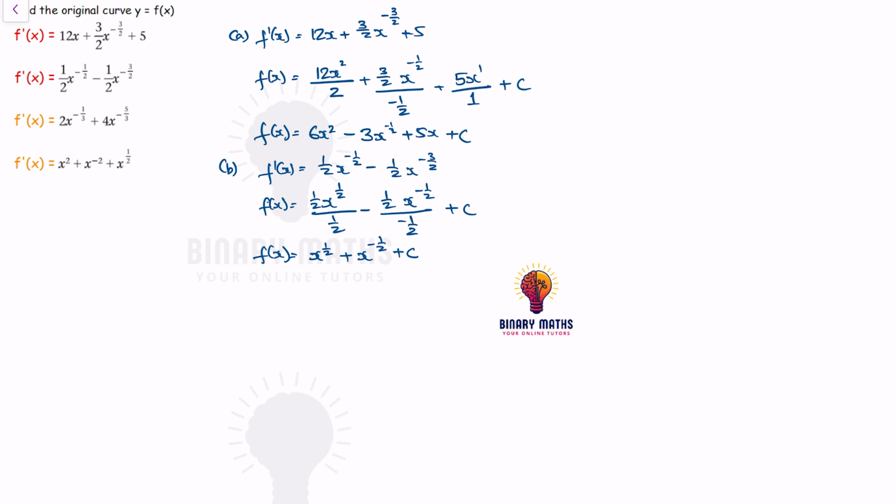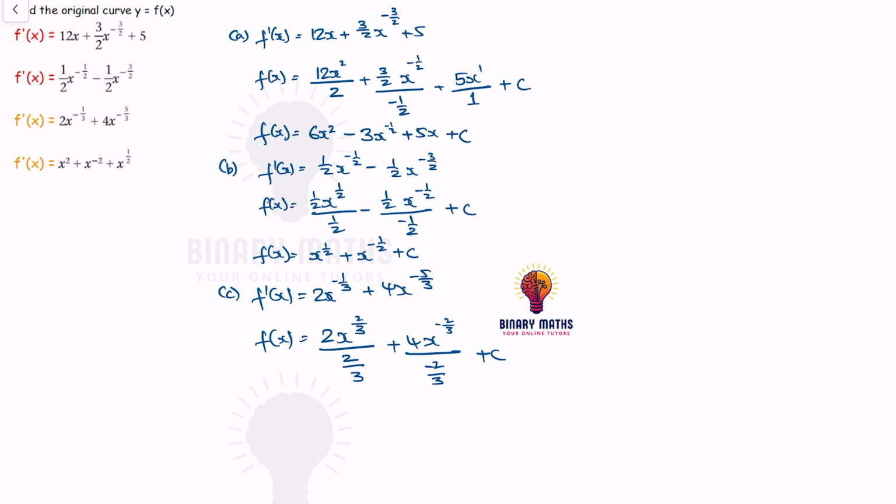Okay, next one is C. So f dash of x is equal to 2x to the minus a third plus 4x to the minus 5 over 3. So f of x is 2x, increase the power, so add 1 to it. Be very careful, minus a third plus 1 is 2 over 3, so over 2 over 3. Plus 4x, increase the power by 1, minus 5 over 3 plus 1 is minus 2 over 3. A lot of people make mistakes there, so make sure you add 1 correctly, plus the c.